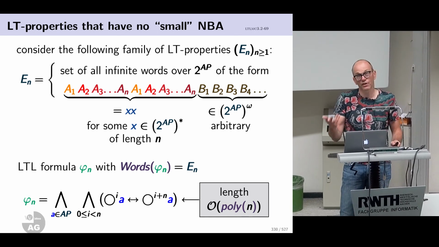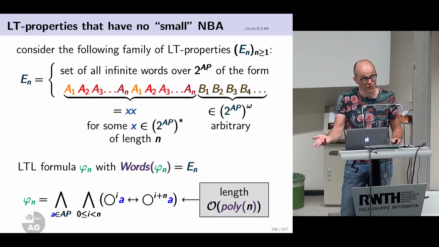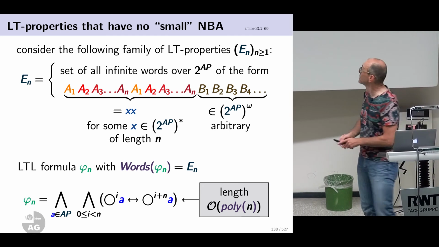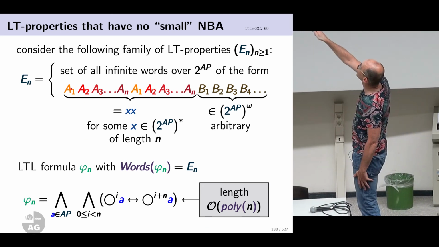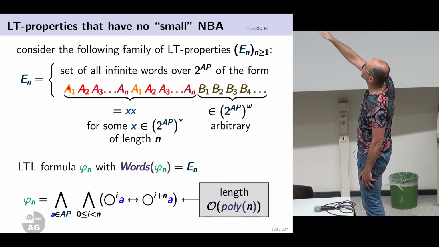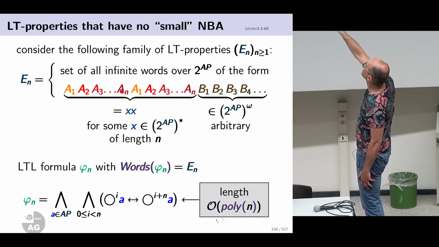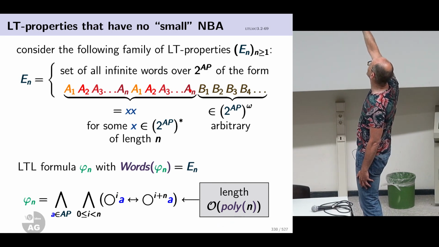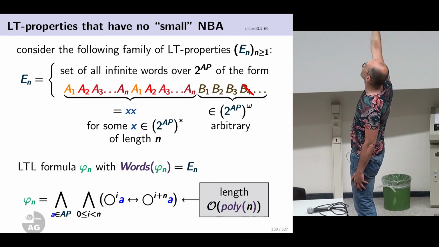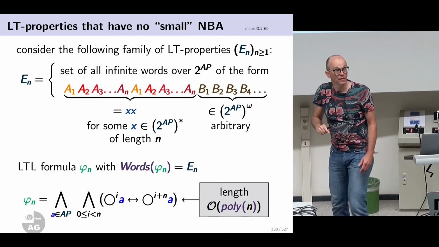Good. Now let's look at the Büchi automaton you need for these words. What's the hard part? You need some kind of memory, right? Because you need to encode somewhere in the automaton that if this is the prefix, then you first have to see exactly the same prefix again before you can do anything else. And that's the key point.